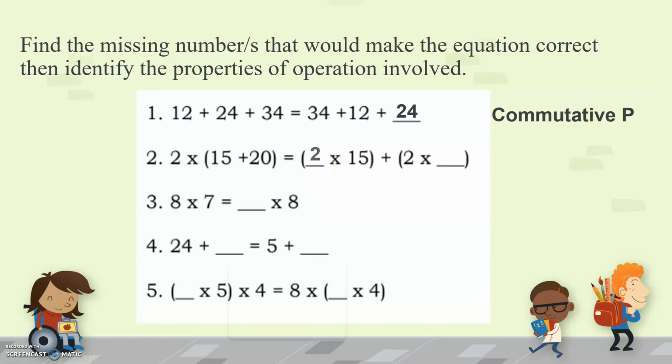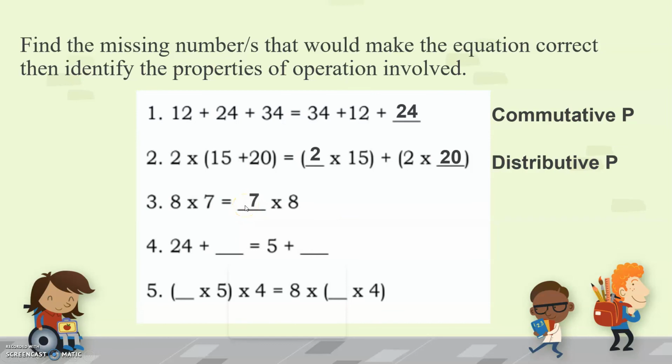Okay, so we have number 2 and number 20. So, yung 15 and 20 pinaghiwalay. Parehong minultiply sa 2 ng magkahiwalay. At ang property na ginamit ay distributive property of multiplication over addition. Bakit distributive? Kasi dinistribute natin yung 15 and 20. Next, number 3, we have 8 times 7 equals blank times 8. So, may 8 na tayo. Anong number na lang ang kulang dito?